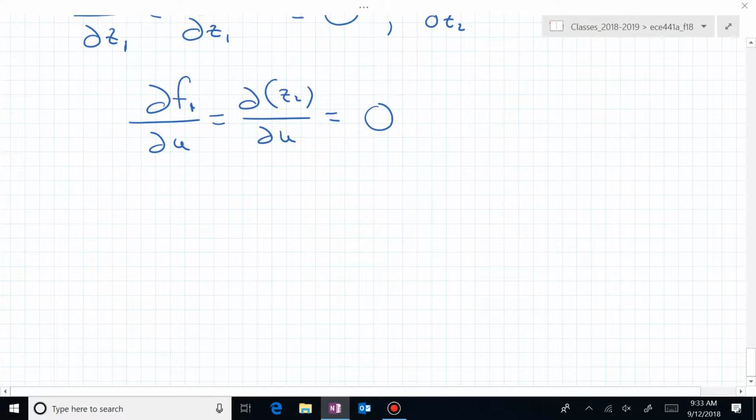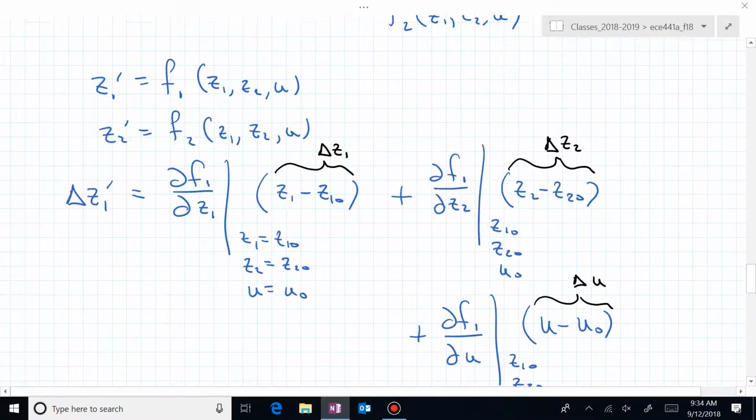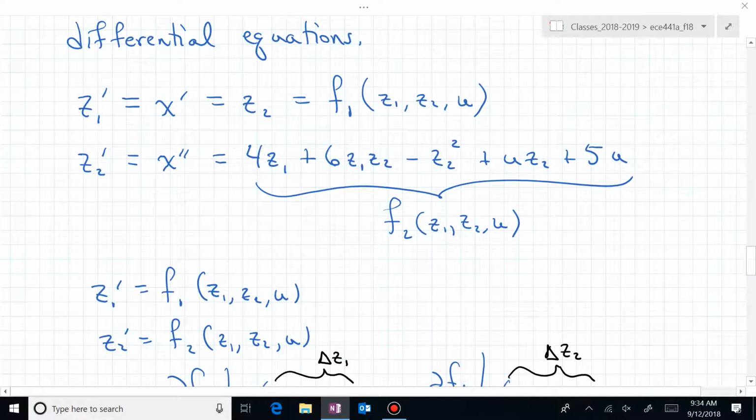Let's look now at F2. Suppose we now take the partial of F2 with respect to Z1. So if we go back to our F2 equation, which is right here, and differentiate that with respect to Z1, what are we going to end up with?